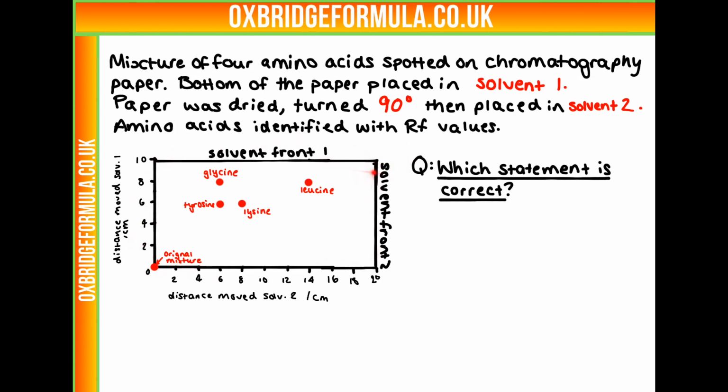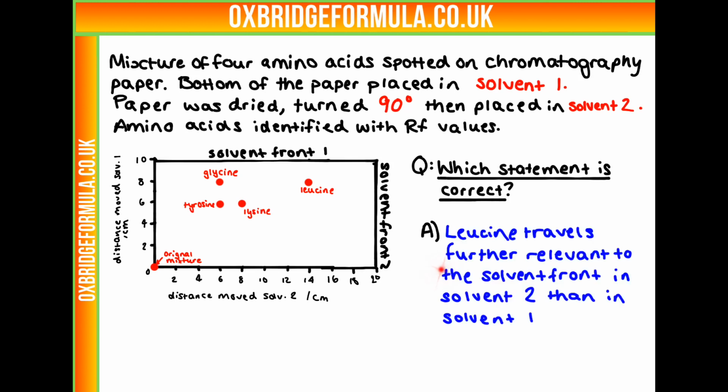So here's our piece of paper. Our first solvent goes from the bottom to the top there, and our second one goes across the sides. And all these spots show our different amino acids. We have a few statements, we need to work out which ones are correct. So let's start with our first one. Leucine travels further relative to the solvent front in solvent 2 than in solvent 1.